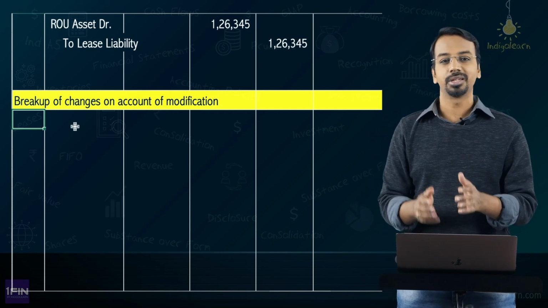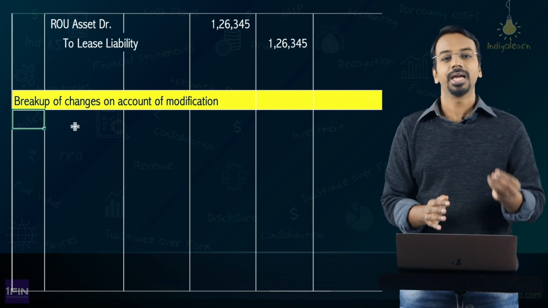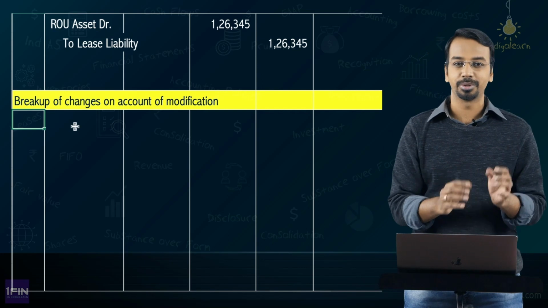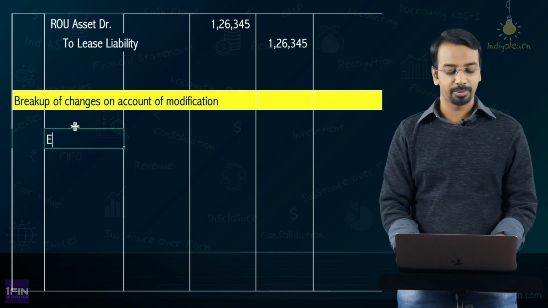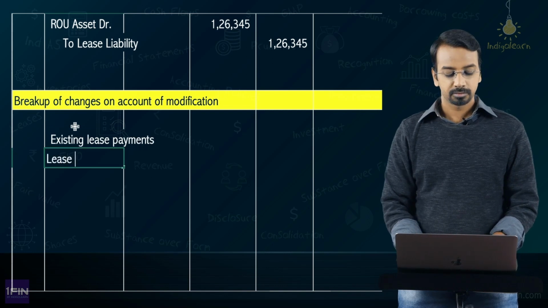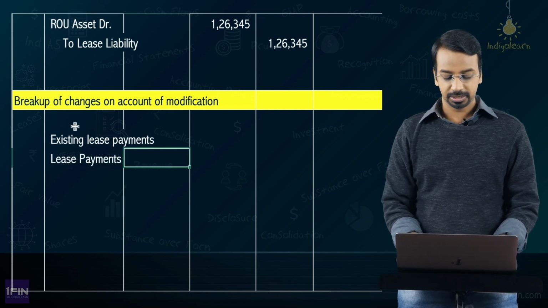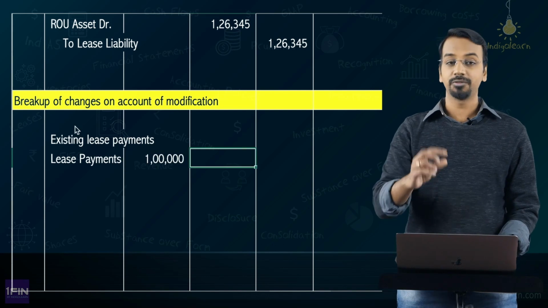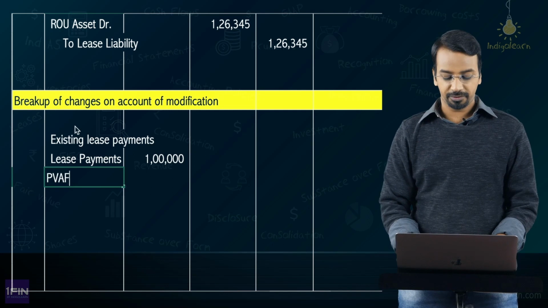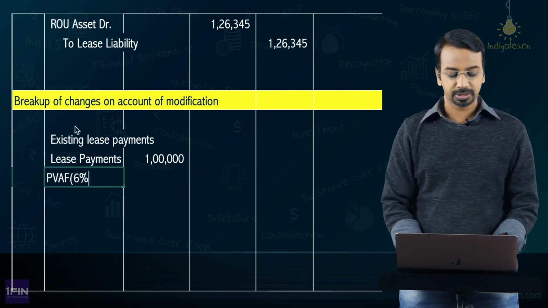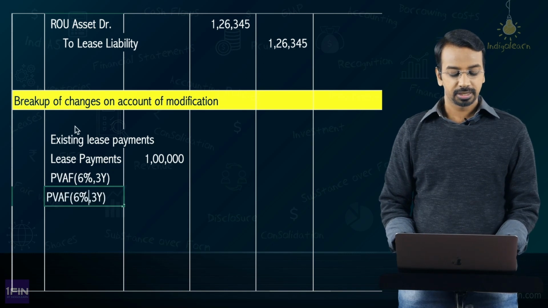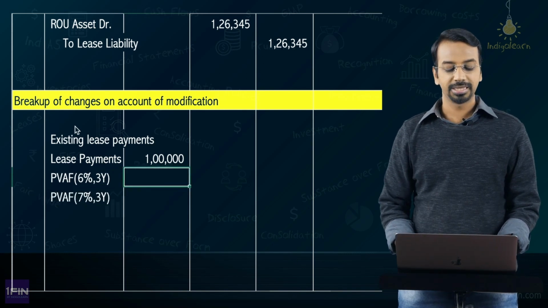And the second thing that has happened is, additional 50,000 has to be paid, and if you arrive at the lease liability at 7%, you will get an increase in lease liability. So, two things have happened. For existing payment, lease payments is 1 lakh. So, existing meaning for existing area occupied, which is 2000 SFT. Present value annuity factor, if you consider 6% for 3 years, and if you consider 7% for 3 years, the lease liability would change.